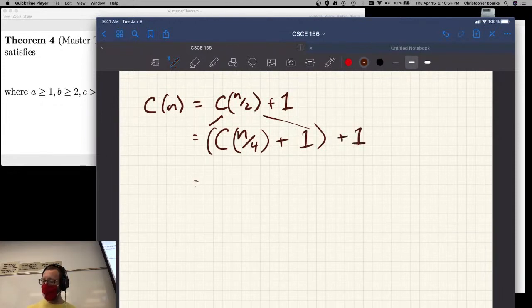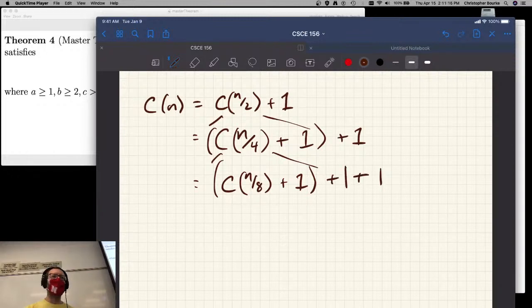There's nothing to stop you from unrolling this again. If I plug this thing in over here, what do I get? I get n divided by 4 divided by 2, which is n divided by 8, plus 1. And that's me expanding this part out and including those ones that are still there. Dot, dot, dot. When do I stop? I stop at that base condition, C sub 1 equals 0. And then I make sure how many ones I have added up to this point. Hopefully you see the pattern here.